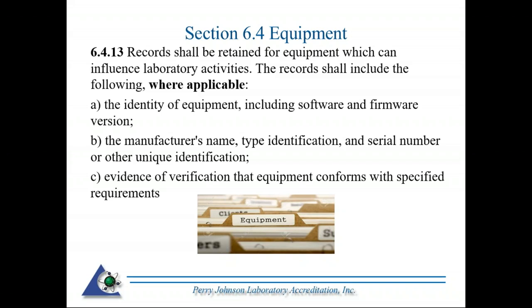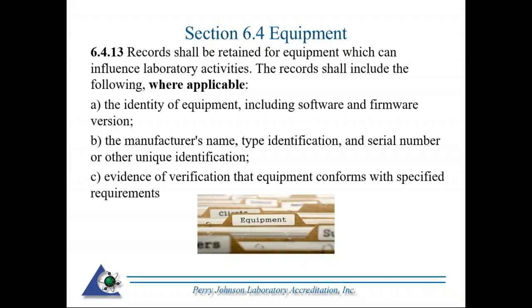One thing that comes to mind is location. If you're one lab, a small lab, one technician, the location's fairly obvious. If you have multiple technicians, perhaps they have vans or assigned equipment, then it may be applicable. So, of course, these are the records. I believe everything here is crosswalked from the 2005 over to 2017. The identity of the equipment, including software and firmware version. The manufacturer's name, type identification, and serial number or other unique identification.